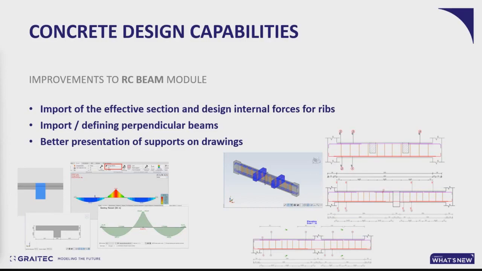The second point, now we can define or import from the Advanced Design model beams that are perpendicular to the considered beam. Depending on the size and the function, such beams can play a role of supports or just be secondary beams. And finally, we have better drawings also because not only can we see those perpendicular beams, but also the real position of columns. So if they are located only below or also above the beam.